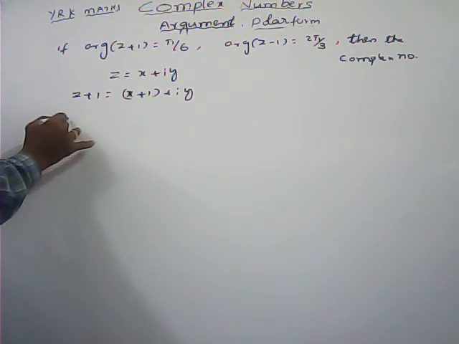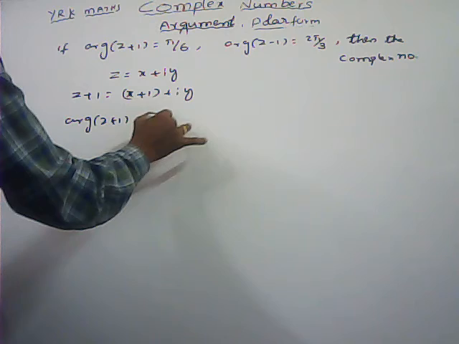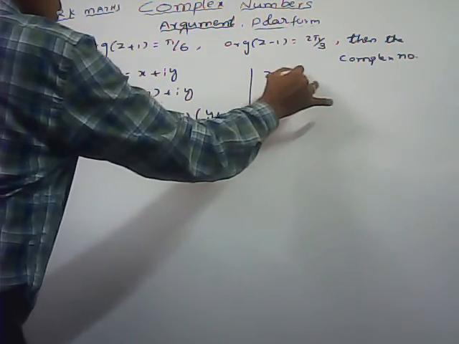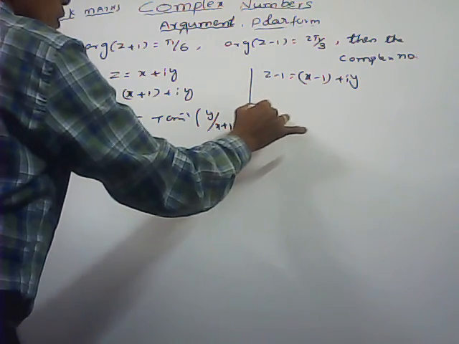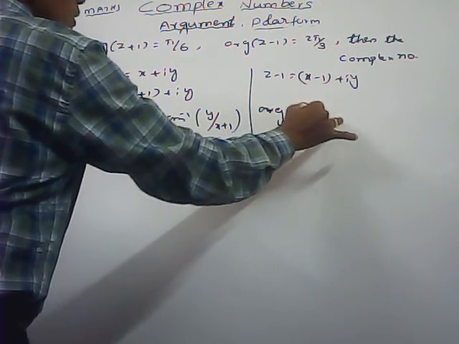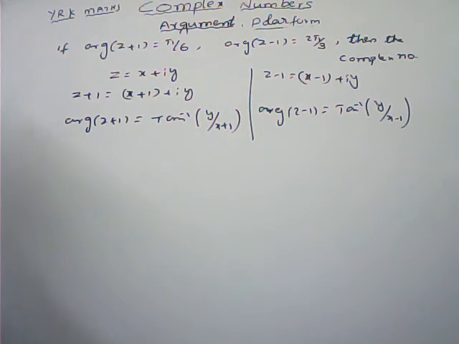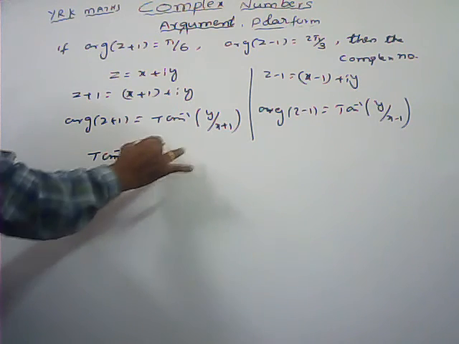Now what is the argument of Z plus 1? Argument of Z plus 1 is equal to tan inverse y by x plus 1. Now next, Z minus 1 is equal to x minus 1 plus iy only. Here argument of Z minus 1 is equal to tan inverse y by x minus 1. Now what is given here? Argument of Z plus 1 is equal to pi by 6. So tan inverse y by x plus 1 is equal to pi by 6.